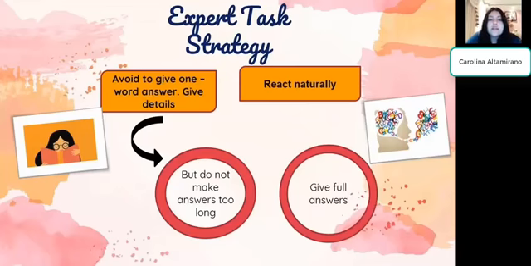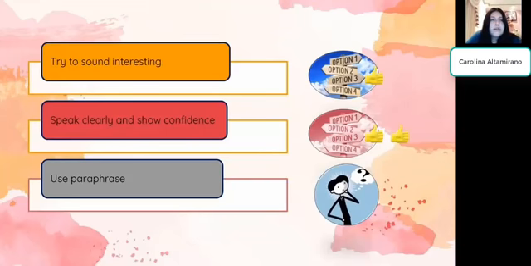Avoid giving one-word answers. You have to add some details, but don't make your answers too long. Also, you have to react naturally. Don't use prepared answers. Give full answers, but don't speak for too long. Try to sound interesting, and don't speak in a monotonous way. Speak clearly, show confidence, and try to be relaxed at the time of taking the exam.